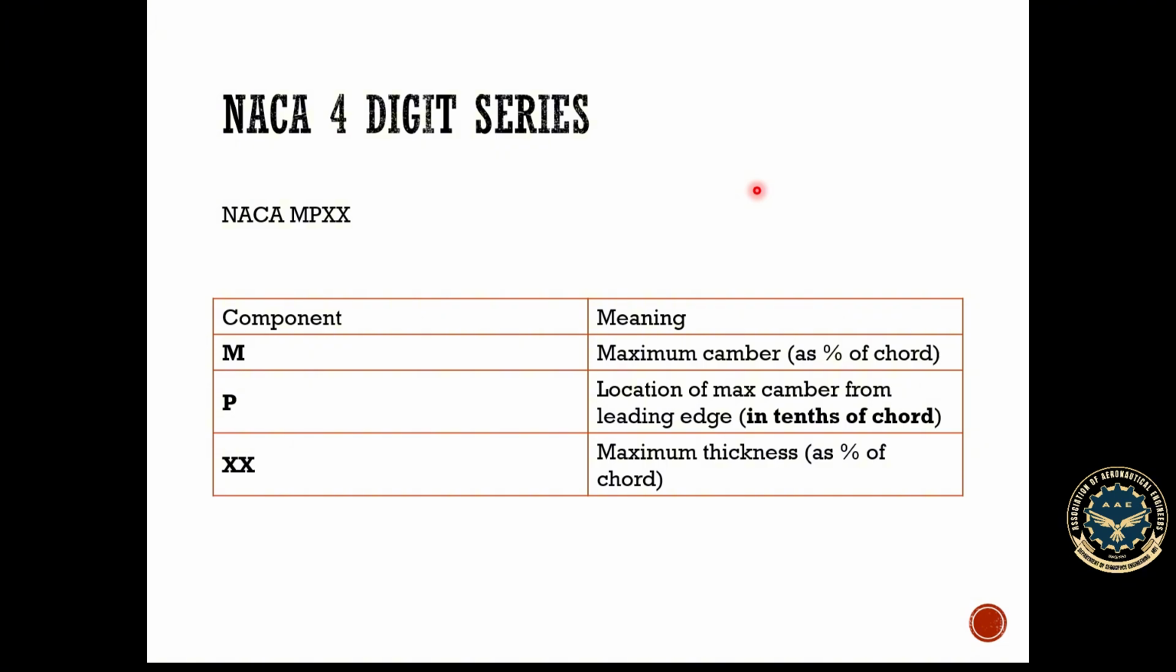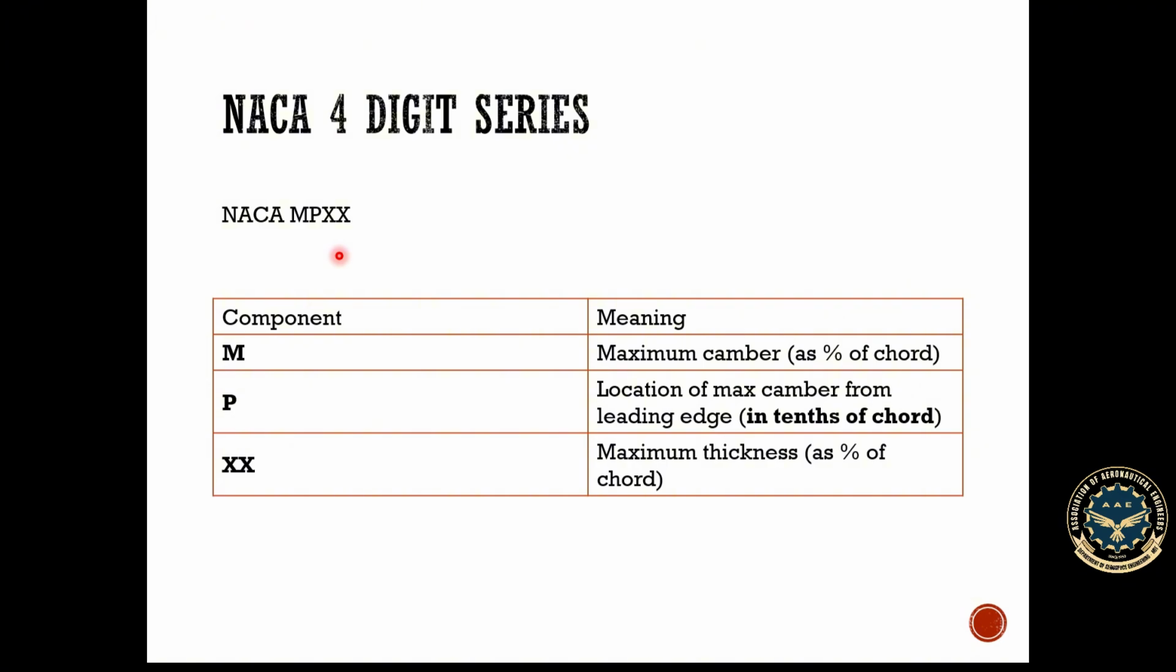So let us look at the NACA 4-digit series, and then the 5-digit series. There are many series; we have 6, 7, 8 and even 16. But as far as GATE is concerned, they mostly ask the 4-digit series and rarely the 5-digit series. So we will only cover these two. Let us say that MPXX are your 4 digits. It can be anything like 2412 or 0012 or 0015. The MPXX digits can be anything.